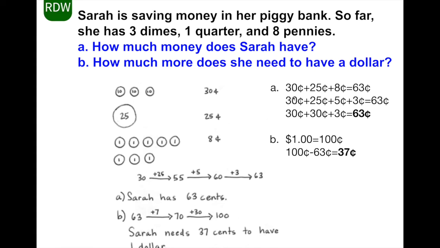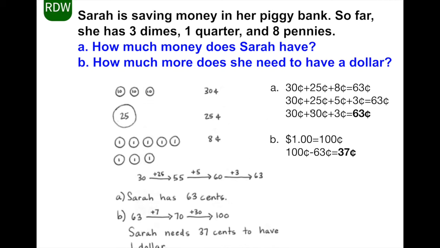To make this a little bit easier for myself, I took out 5, which is what I needed to get to the next 10 with my 25, and then I just added what was left of my 8. So this 8 is just branched into a 5 and a 3, which we've kind of worked on before. So I have 30 plus 25 plus 5. This 25 plus 5 becomes 30 right down here.